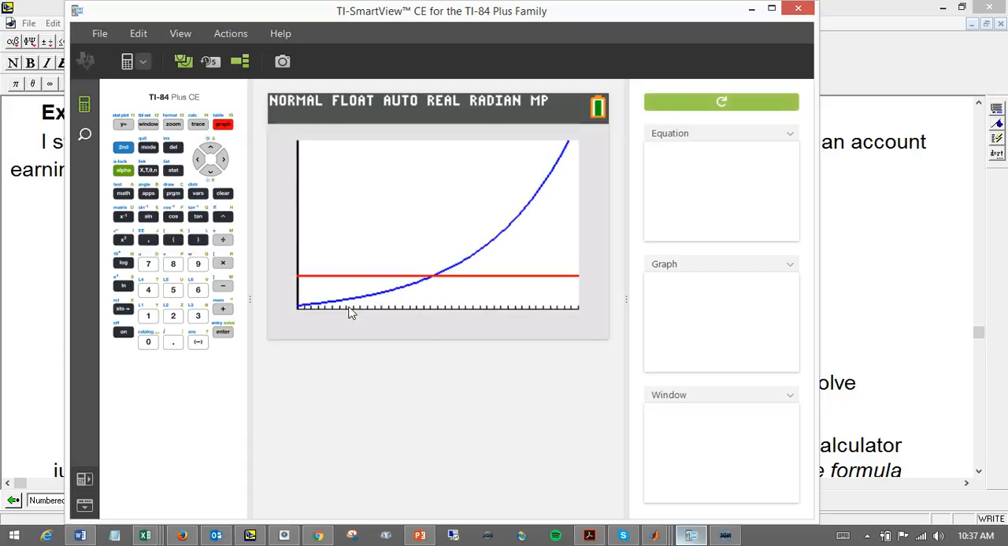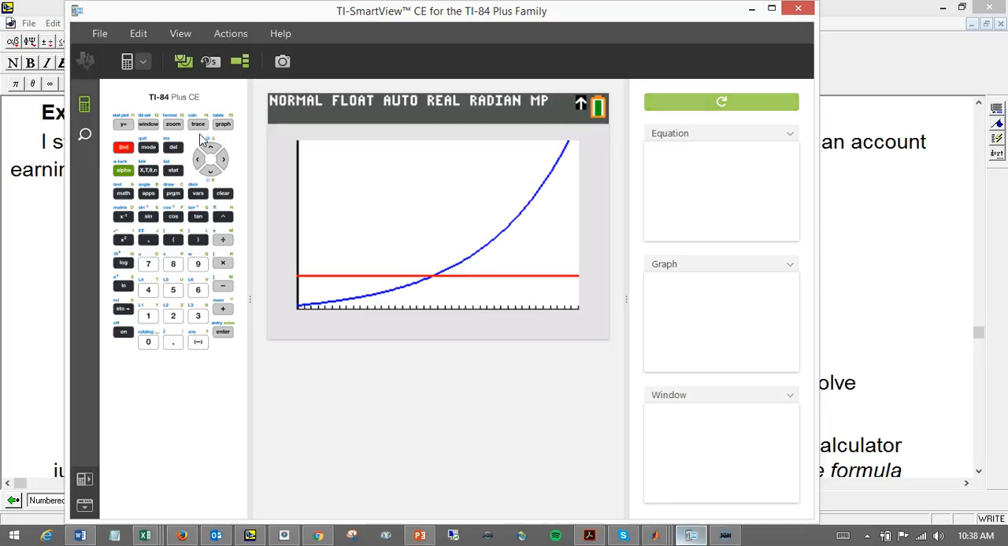Ta-da! So here's my growing amount of money. It looks really close to an exponential. Remember, it's not quite exponential. If we did it on a semi-log graph, we'll do this a little bit, we would see it's not quite a straight line. And then here's 400,000, and here's my time.